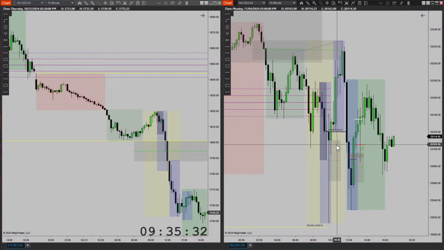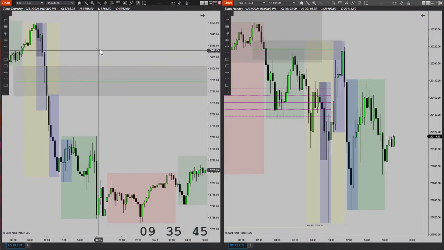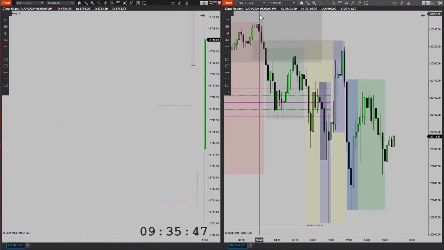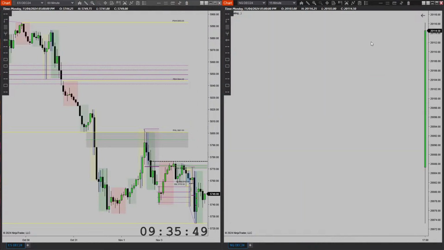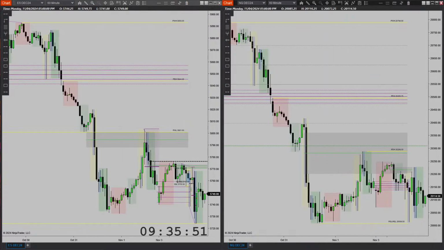There were PD arrays giving me all the confidence to take a day like yesterday. Let's go ahead and connect to data and see where we are today.